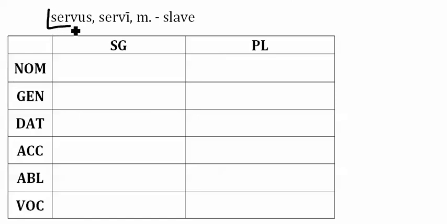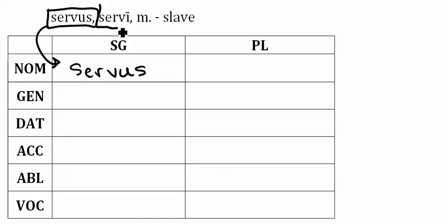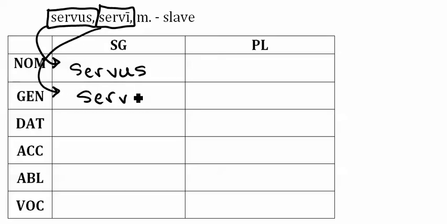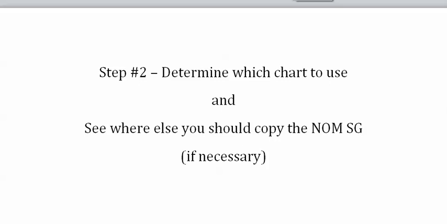So I'm going to start over here with servus, the first word of the dictionary definition. That's the nominative singular. And I'm going to copy it right into the first box in the upper left-hand corner. Then I'm going to come up to my second word, servi. That's my genitive singular, and that's going to go in the box underneath servus for the genitive singular. Step number 1, check. Alright, for step number 2, I need to determine which chart I should be using for this word, and then I need to see where else I should copy the nominative singular, if that's even necessary. Let's go see.